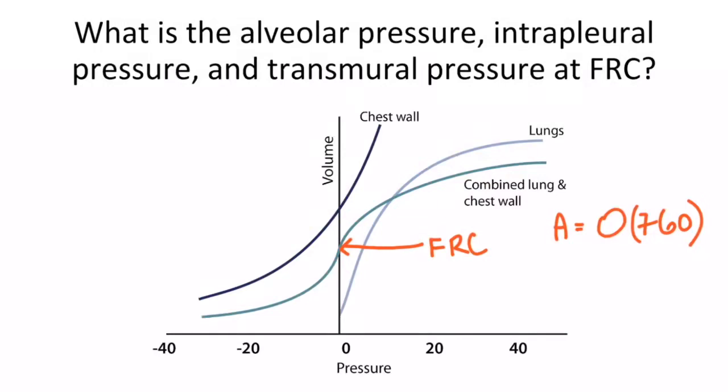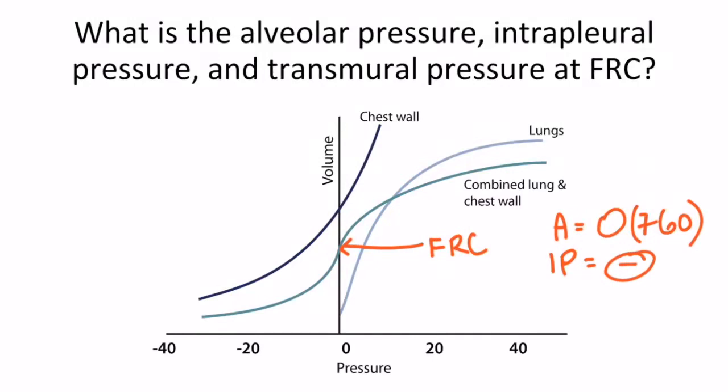Remember, the outward expansion of the chest wall and inward collapsing force of the lungs oppose each other, resulting in a constant negative pressure within the intrapleural space. So even when air is not entering or leaving the lungs, the intrapleural pressure is negative. So intrapleural pressure equals negative.